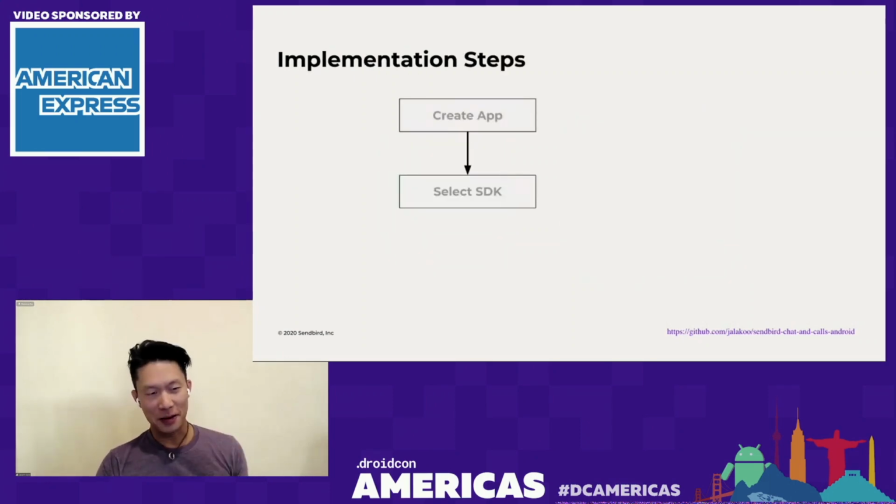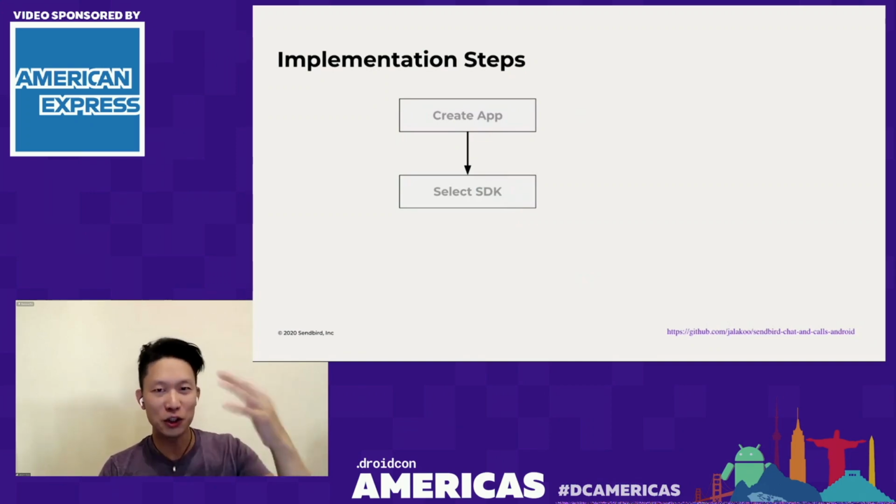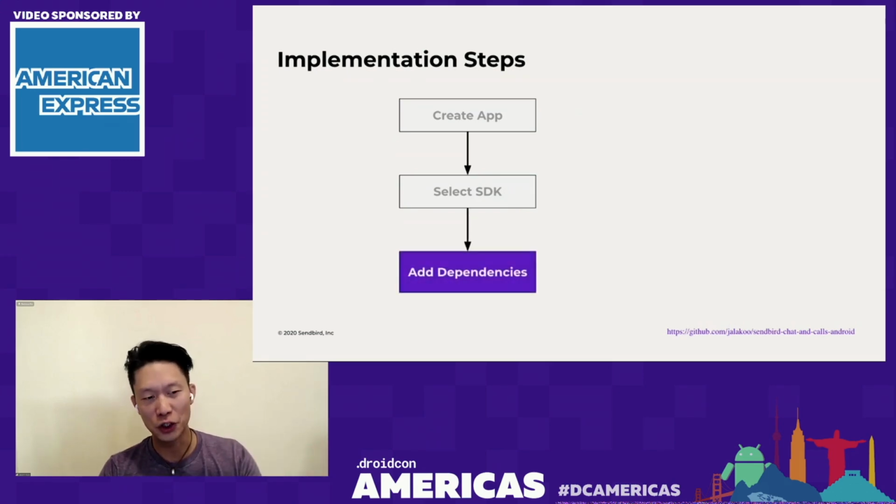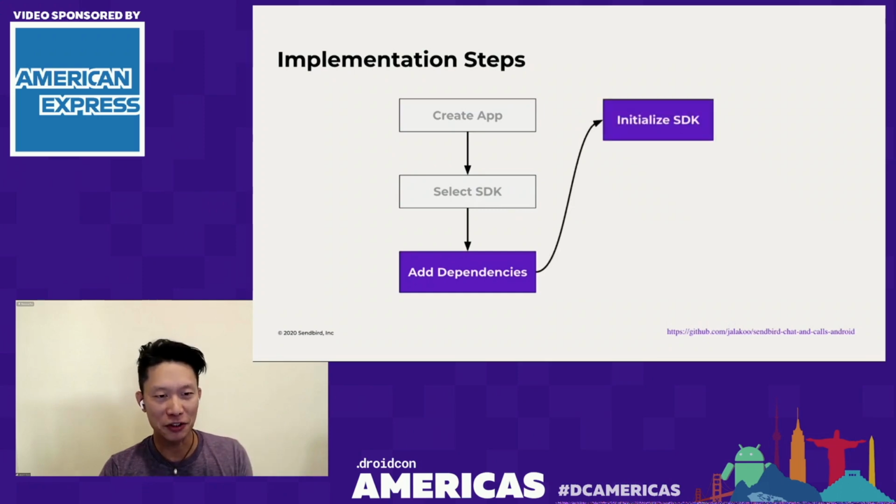And the steps. Okay, so before I dive in and go through the whirlwind of code, well, it's not going to be that much code, so this will be easy. But the initial steps that you want to keep in mind. So first, you want to create the app and select which SDK you will use with Sendbird. We've done that already. So once we get into code, we're going to add dependencies, same as implementing any other SDK. And then we'll initialize it, of course.